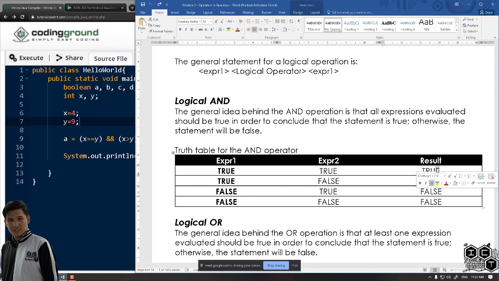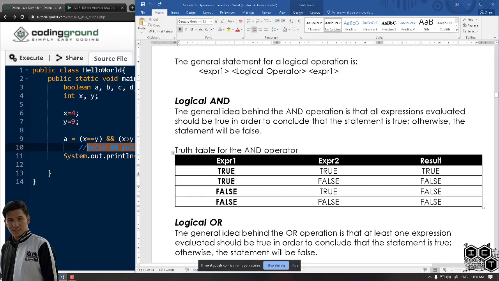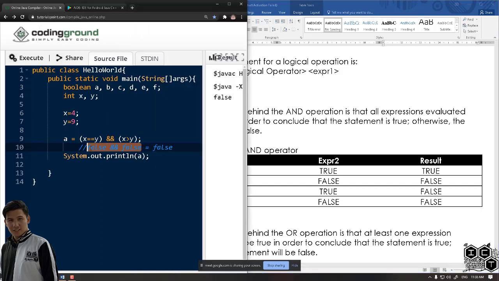So ibig sabihin, yung 1 and 2 equation mo, dapat parehong yes ang sagot. Let's try to analyze bakit siya false. Is 4 equal to 9? Ang sagot dyan, automatic, false. Diba? And now, is x or is 4 greater than 9? The answer is false. So, according dito kasi, false and false is equal to false, sabi sa logical AND.